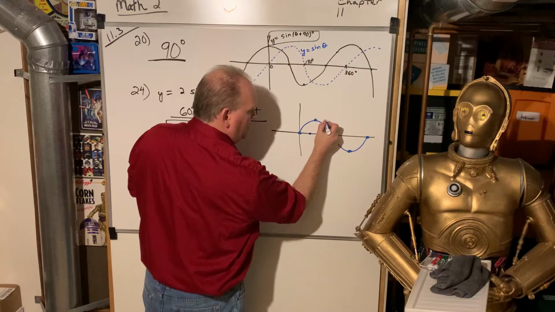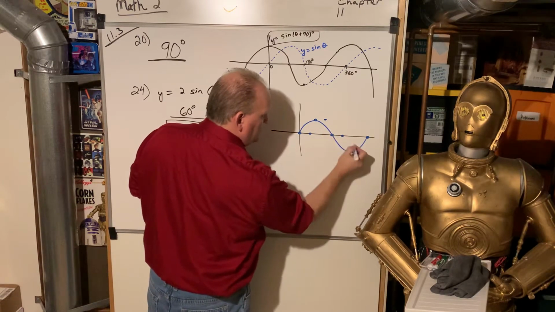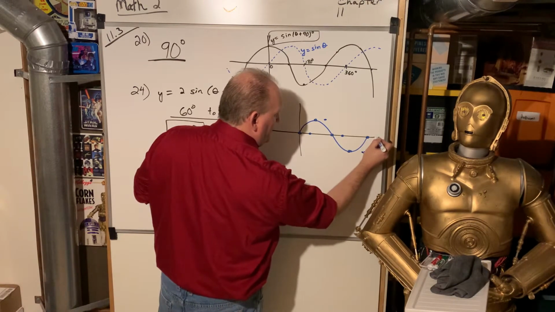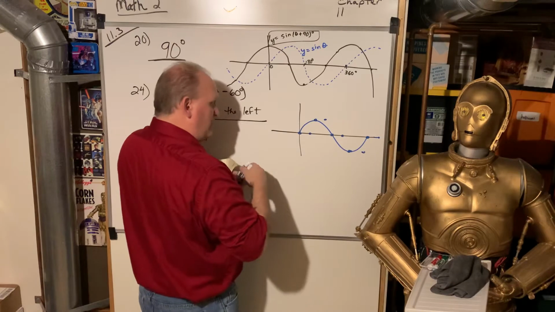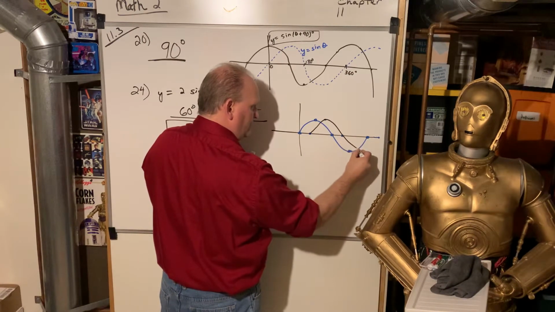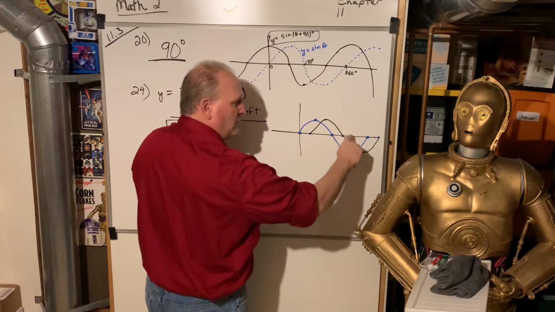This one is now here. This one is now here. This one is now here. And that one is now there. And then I connect those dots. And that is my out of phase one.